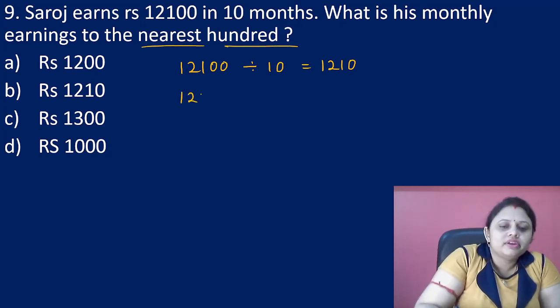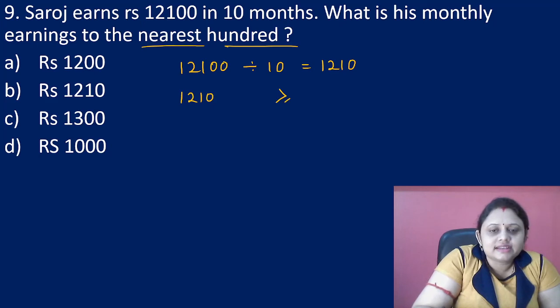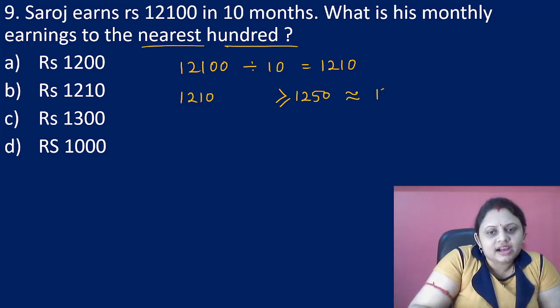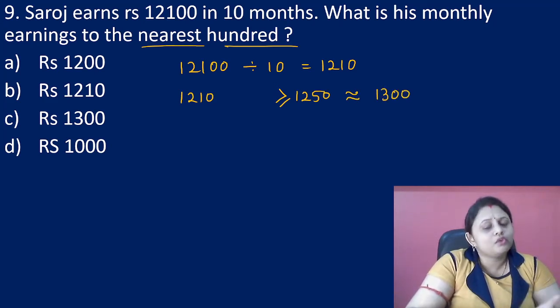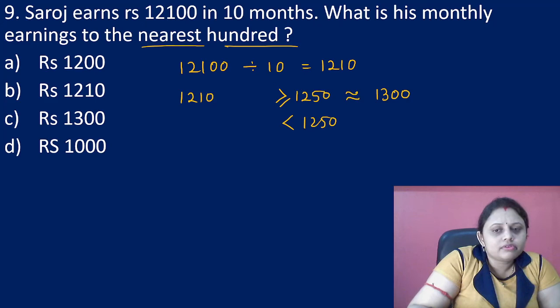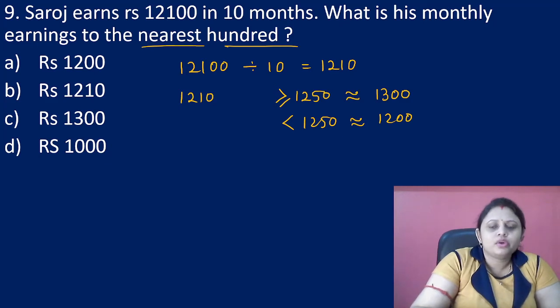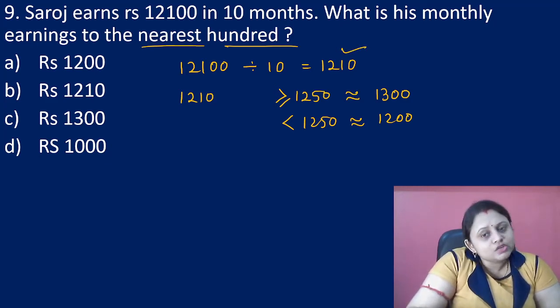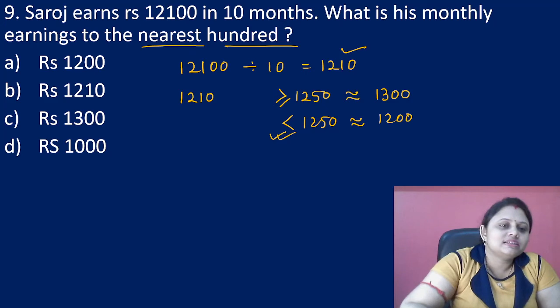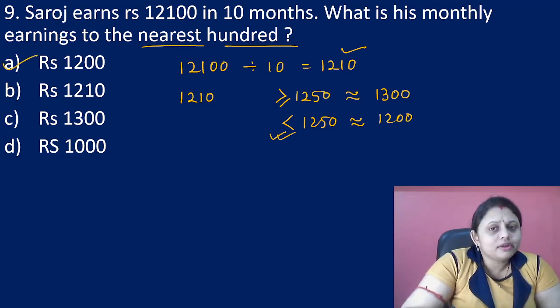Okay, 1210. If a number is greater than or equal to 1250, then when we round off, we will tell it as 1300. If a number is less than 1250 and we round it to the nearest 100, then it will be 1200. Okay, and 1210 is less than 1250. It comes in this category. So if it is less than 1250, after rounding off to the nearest 100, the value will be 1200. Okay, so what is the value? 1200. But don't be confused with this option B.